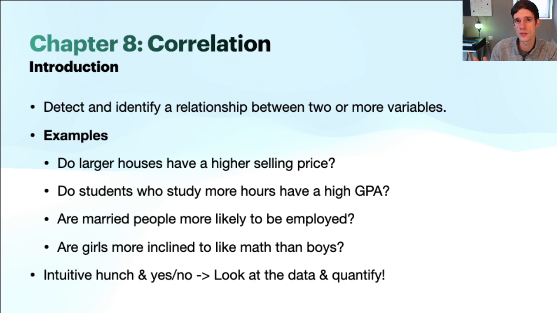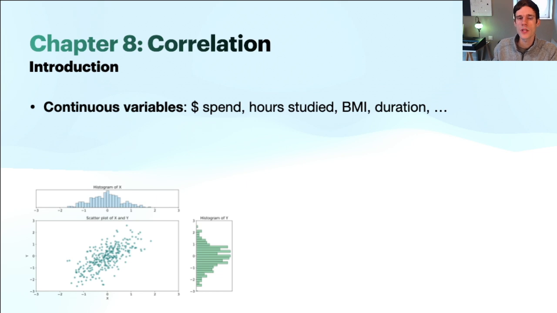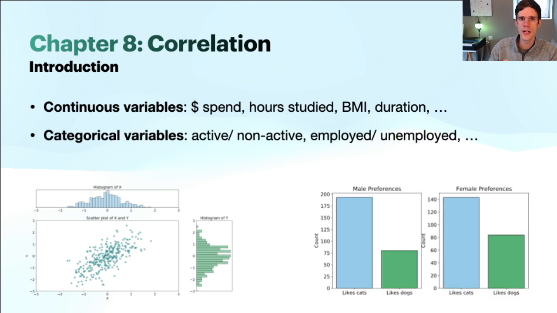Before we dive into the statistics, observe that these questions, and there are more examples in the course notes, can be divided into two groups. Namely, there are questions about continuous variables. For instance, dollars spent, number of hours studied, BMI, duration, these are all continuous variables. On the other hand, we have questions about categorical variables. These are variables that are bucketed or even binary. For instance, we have active, non-active, married, unmarried, and employed and unemployed.